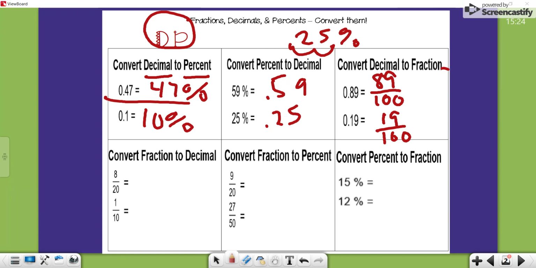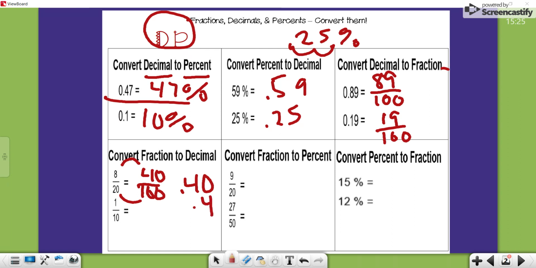Okay, this is just a quick review. 8/20. I'm going to look for friendly numbers. 20 and 100 are friendly, so I'm going to say 8/20 equals what over 100? I know that 20 times 5 is 100, so 8 times 5 is 40. I've got a fraction, and so now I can make a decimal. 40/100ths is written 0.40, or it can be just 0.4.